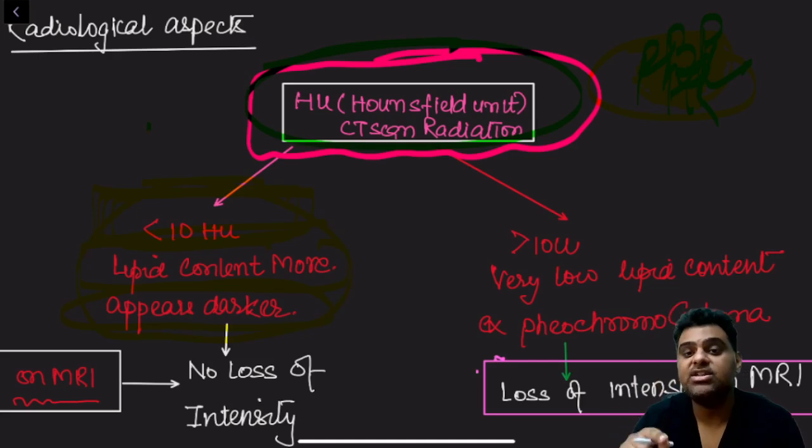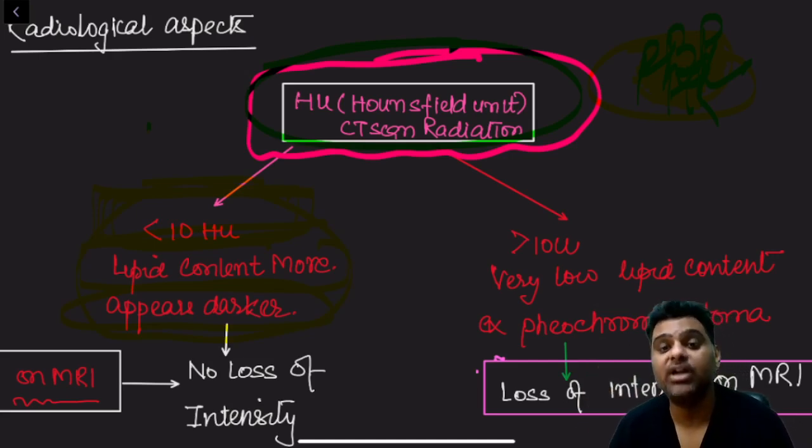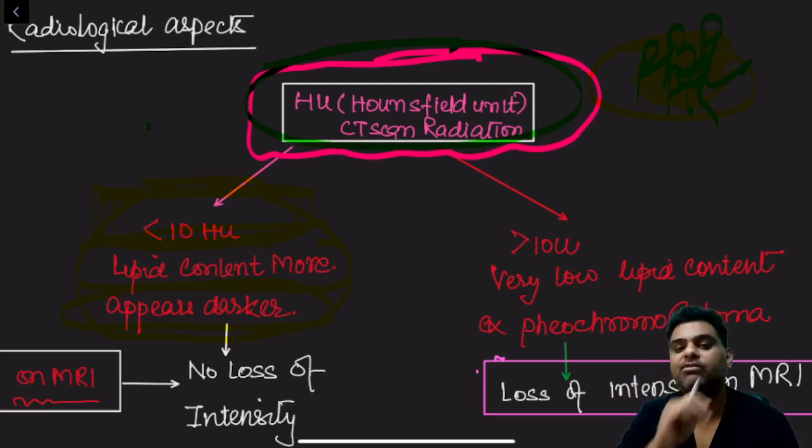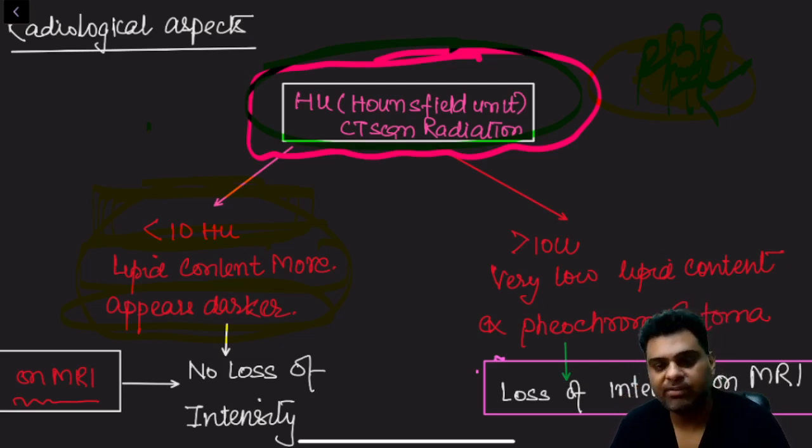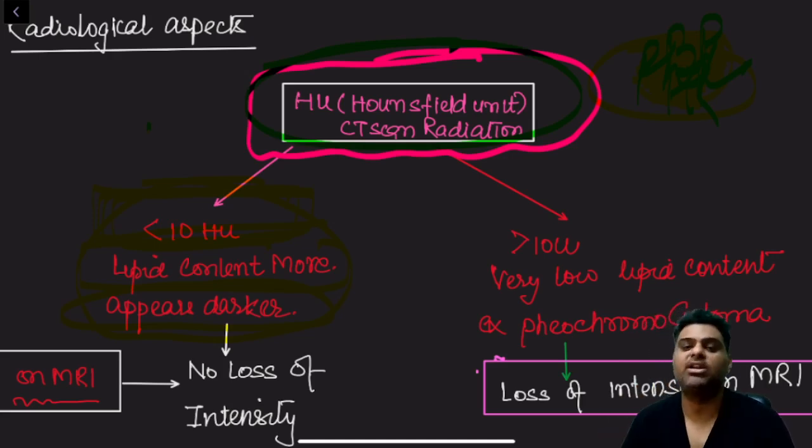So there may be chances that in the metanephrines level that you have done, there must be some confounding factors, which I have shown in the previous slide, present. So what you have to do, you have to reorder the metanephrines. Please remember. And on MRI, there will be no loss of the intensity.